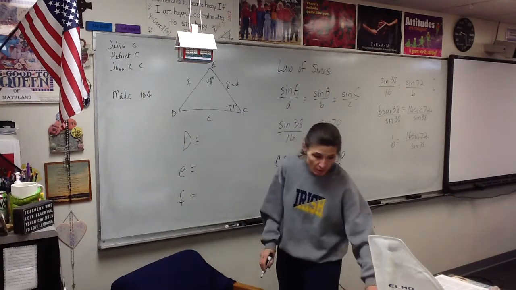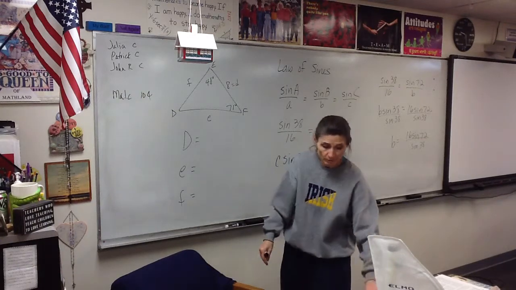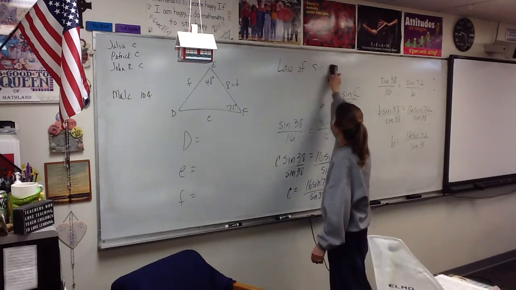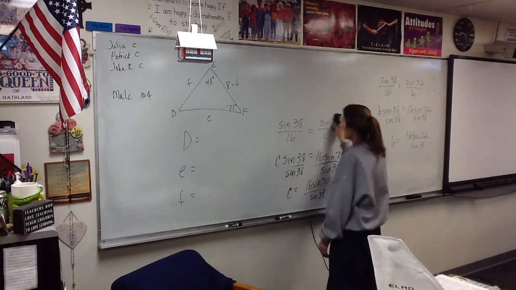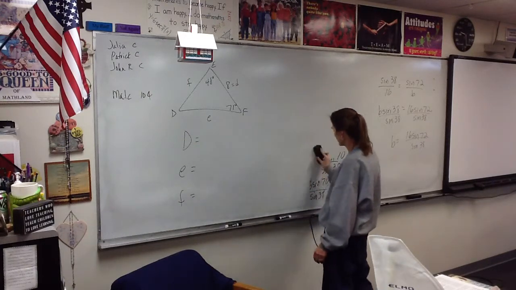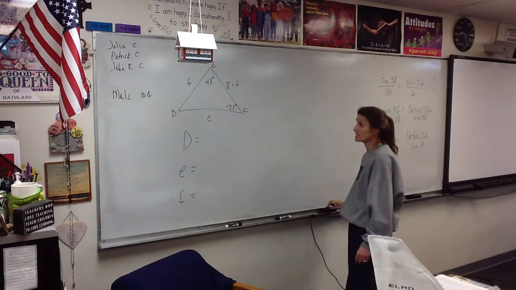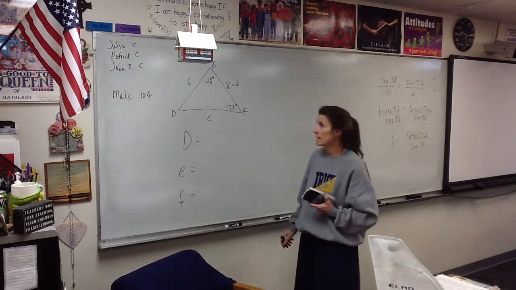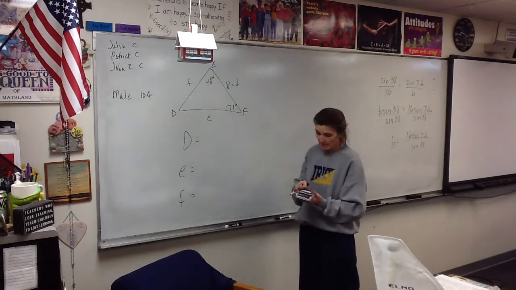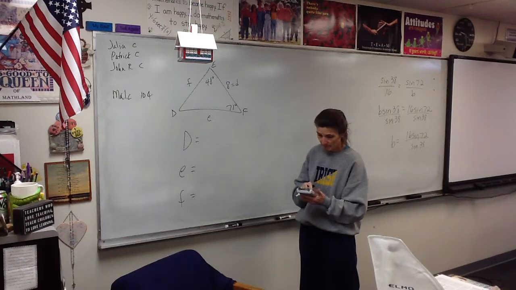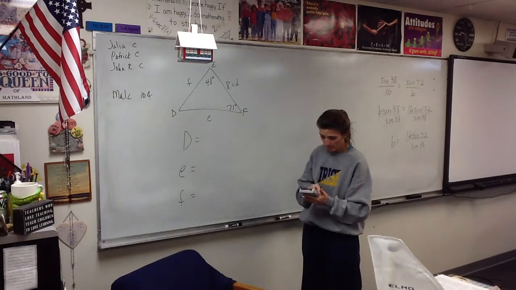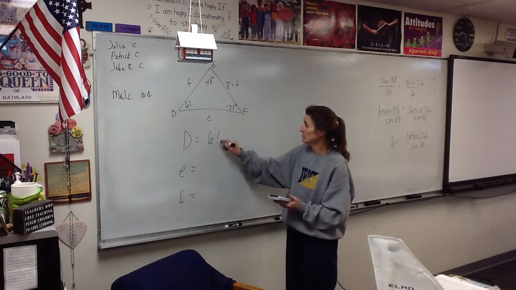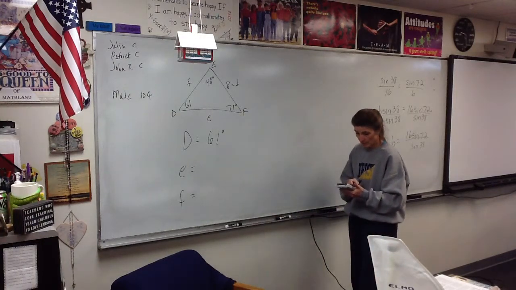Now, I made a list on the paper. You can see right there. That's what you're looking for. That's what we need to find. So let's look at that. It looks to me like we can find angle D pretty easily, just like we did in our last example. Remember, the angles of a triangle must add up to 180. So if you've got a 48 and a 71, that gives you a 61 on angle D. So angle D is 61 degrees.